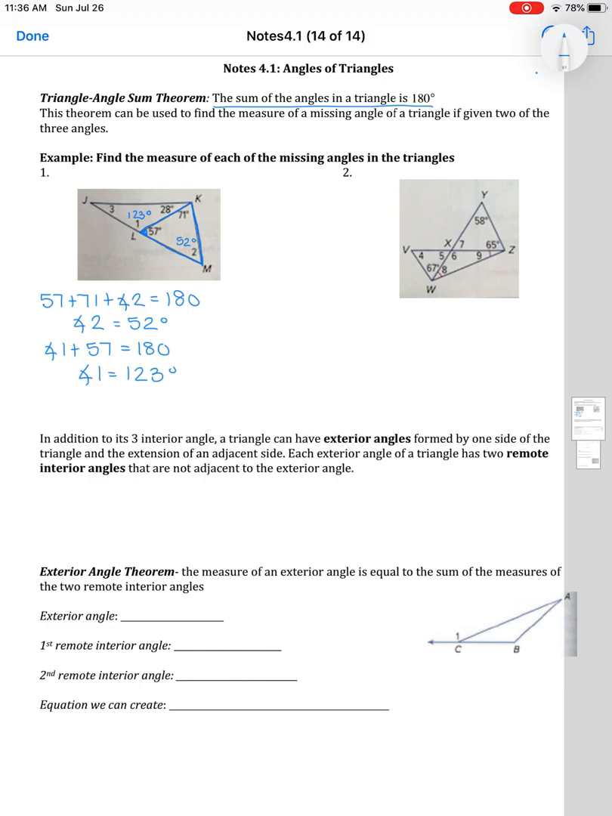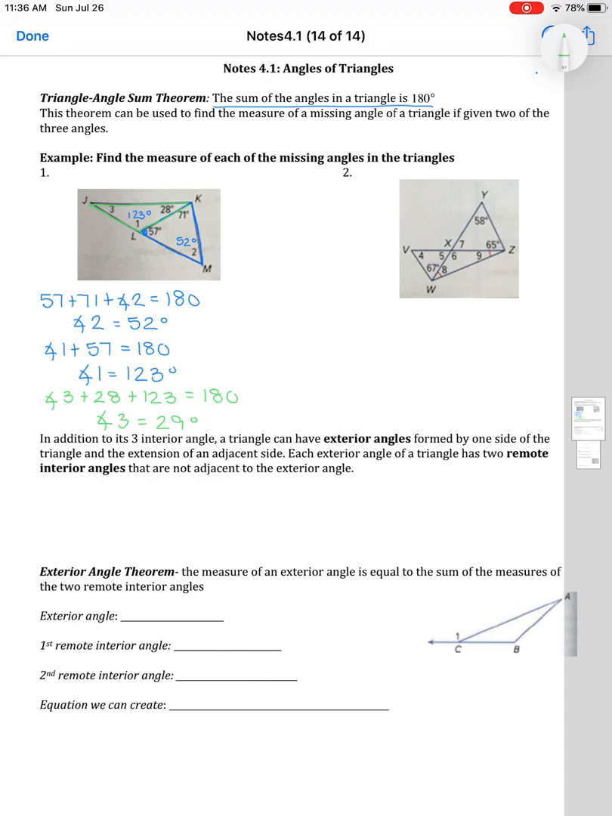Okay? Now, if we're trying to find the measure of all of the angles, well, we have to use a little bit of information here. So we have 57 right here, and then we have angle 1 next to it. Well, we know that angle 1 plus the 57, they make a line, so they're equal to 180 degrees. So that means angle 1 is equal to 123 degrees. So we've got angle 1, and we found out angle 2.